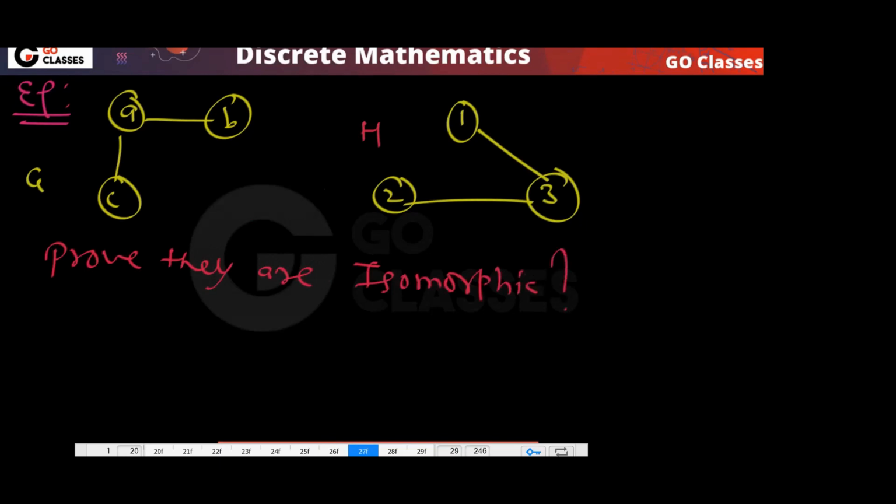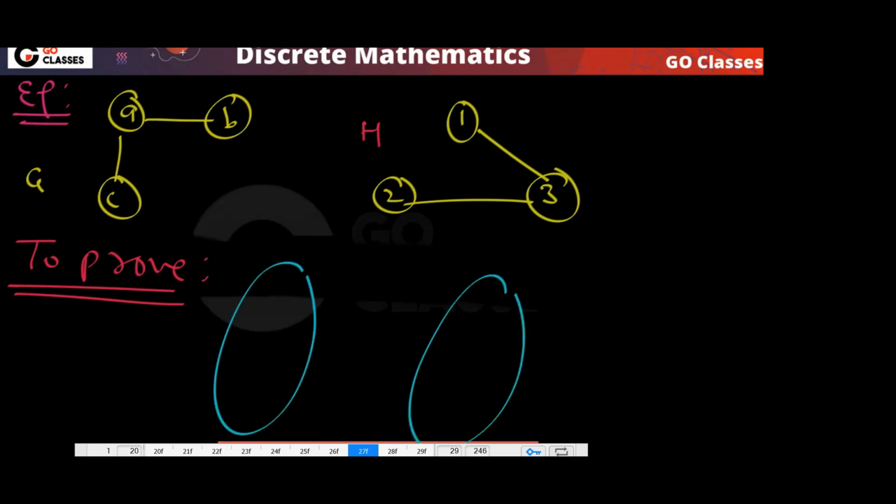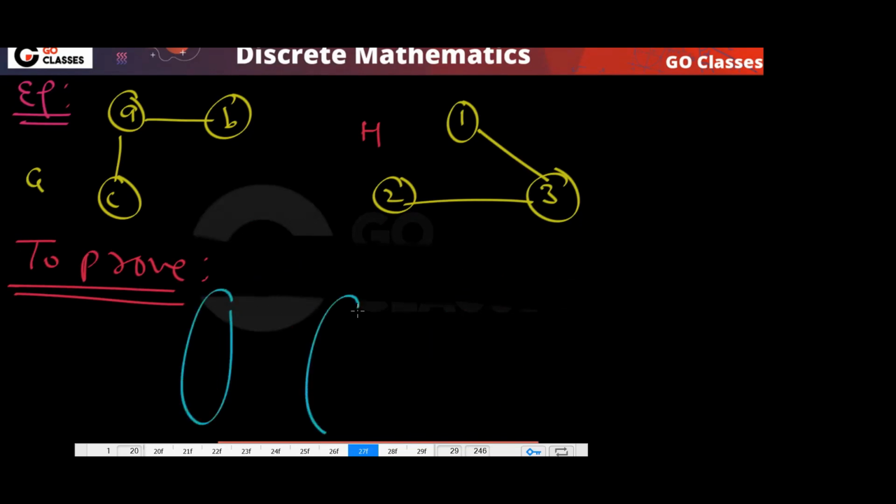So how will you prove they are isomorphic? If you want to prove that they are isomorphic, what you have to do is give a one-to-one correspondence. You have to give a bijection between these vertices. At least one bijection you have to give which preserves the edges. So can anyone give me a bijection which will preserve the edges?